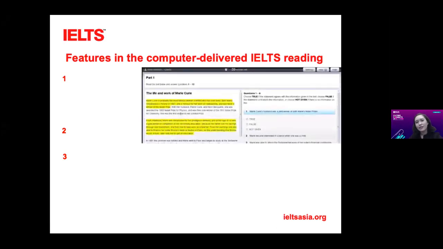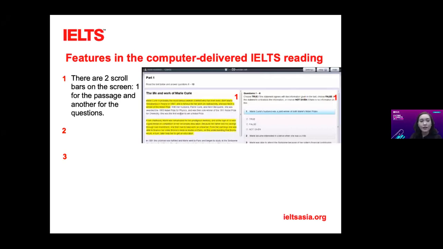Now, this is what your screen will look like in the Computer-Delivered IELTS reading test. You can see there are two scroll bars on the screen. There's one for the passage and another one for the questions, the one in the middle and then the one on the far right. You may highlight some sections. If you take the paper-based test, you can probably only underline some parts of the text that you think are important, or maybe where you think the answer is.